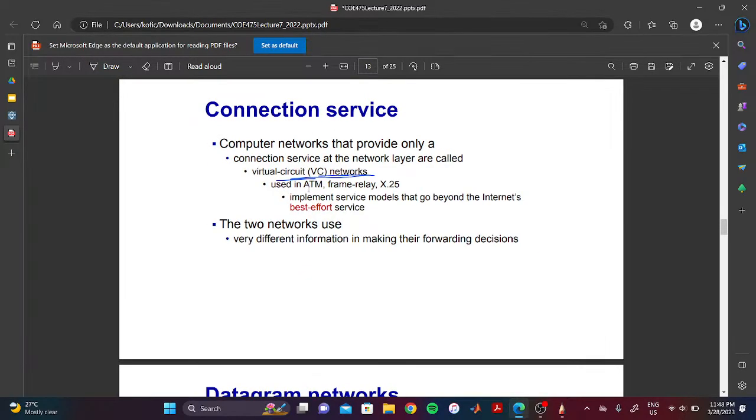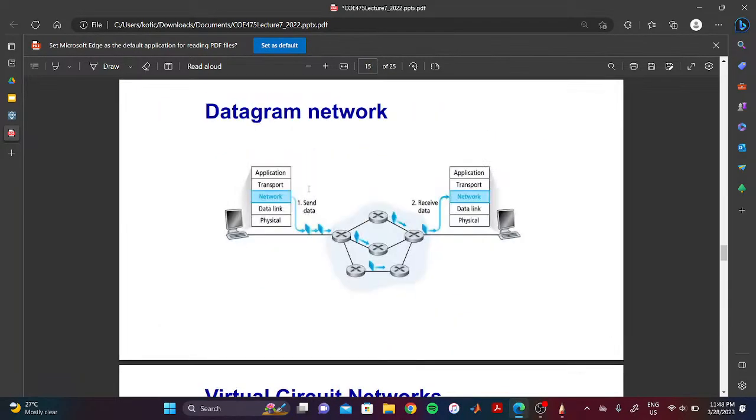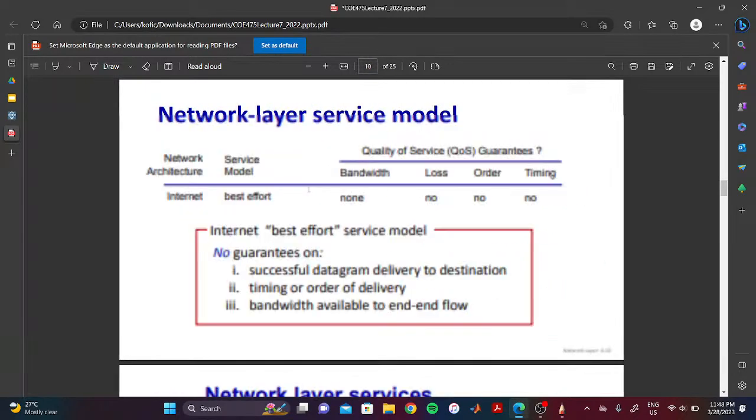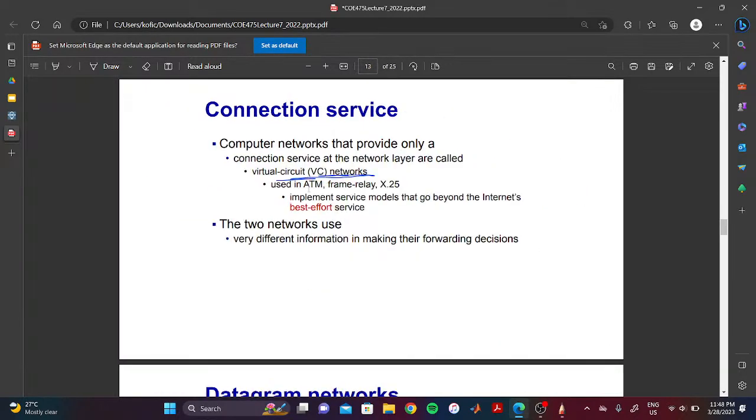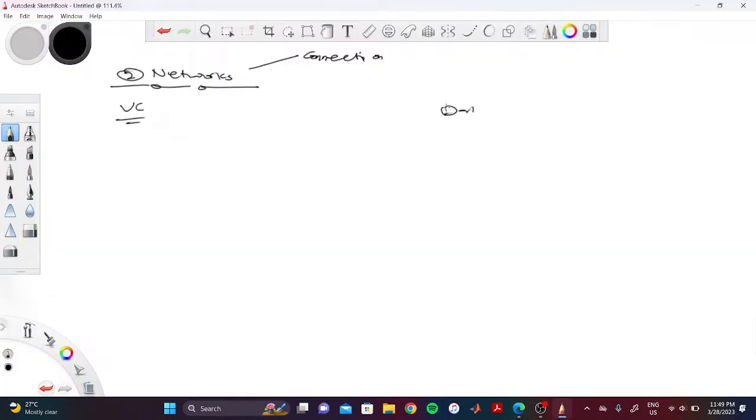Connectionless service, yes. Okay, let's move on. So we have the VC network against the datagram. The datagram is truly the best effort service. It just moves along like nobody's business.